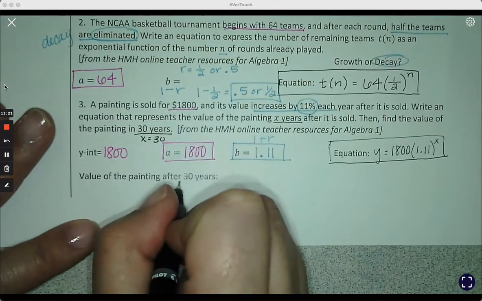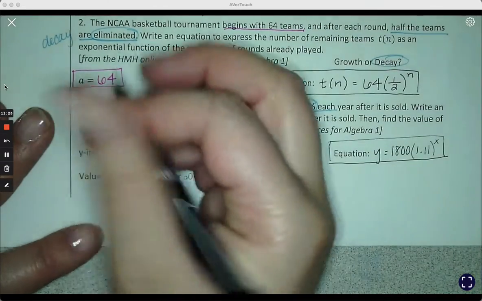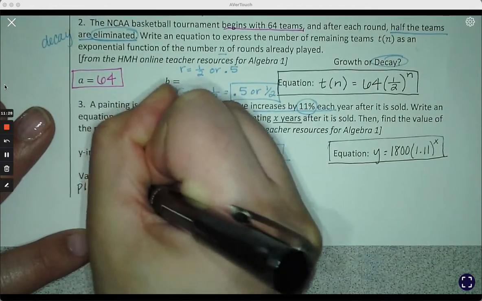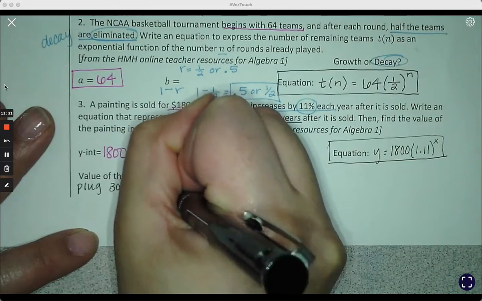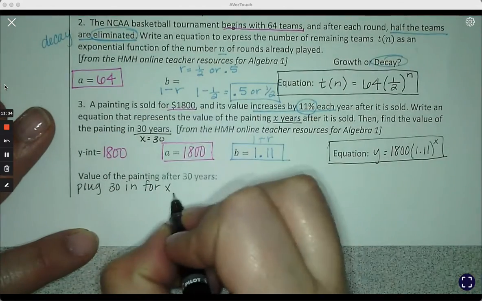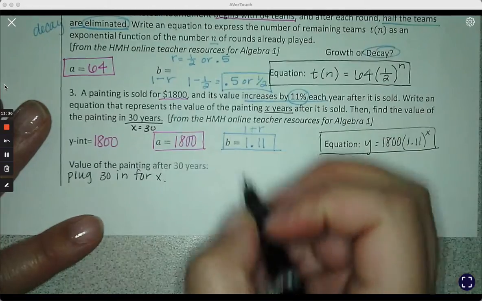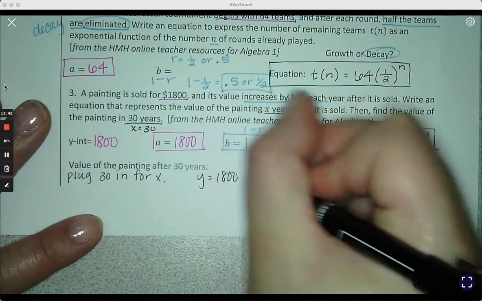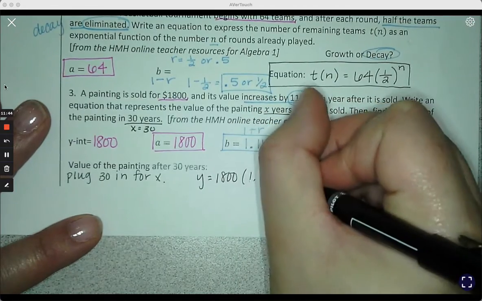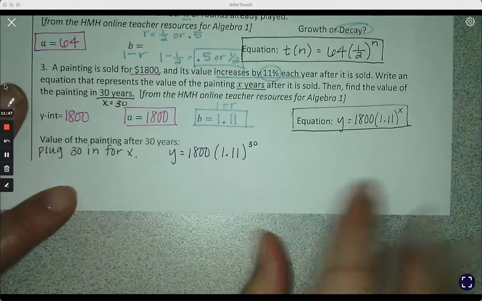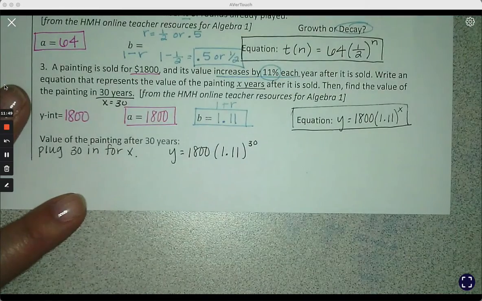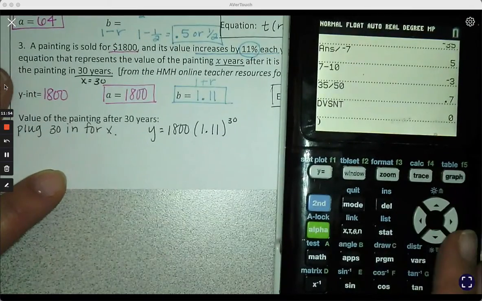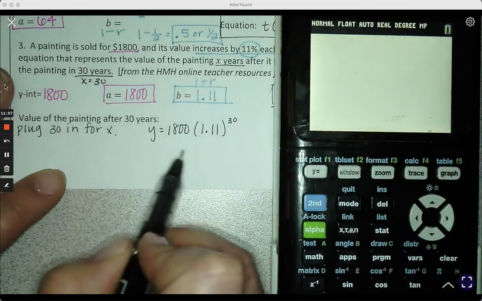So what we're going to do to find the value of the painting after 30 years, we're going to plug 30 in for X. Okay, so our equation becomes Y equals 1,800 times 1.11 to the 30th. Now, you can use the table and you can scroll and scroll and scroll until you find X equals 30, but I think it's easier to plug it in exactly the way it's written.